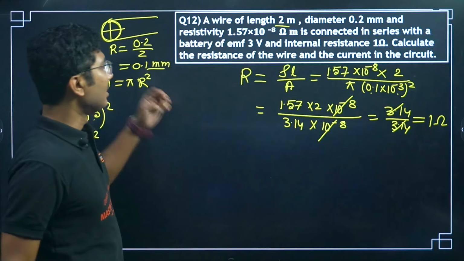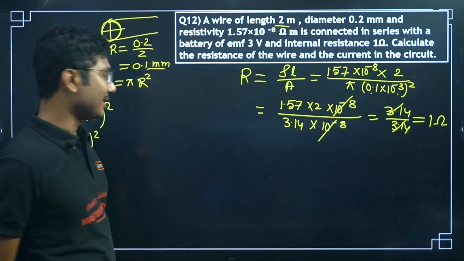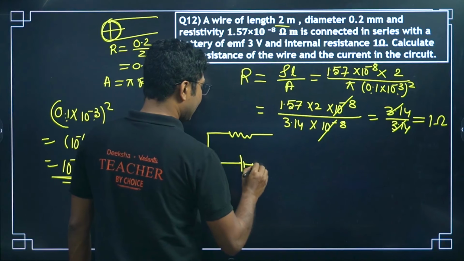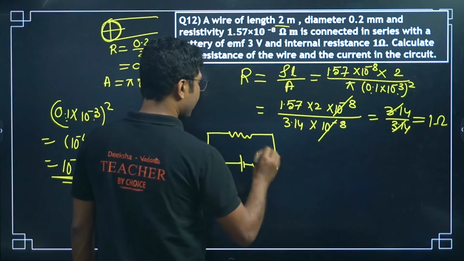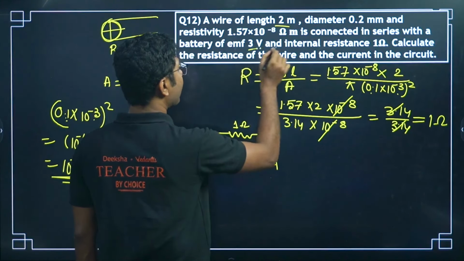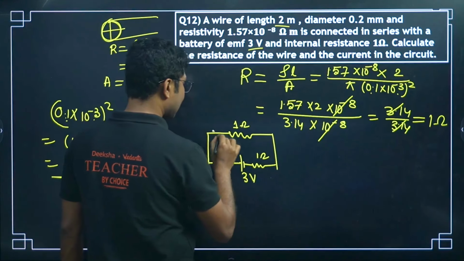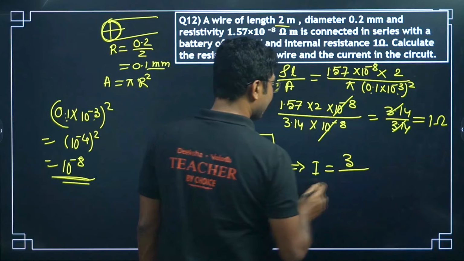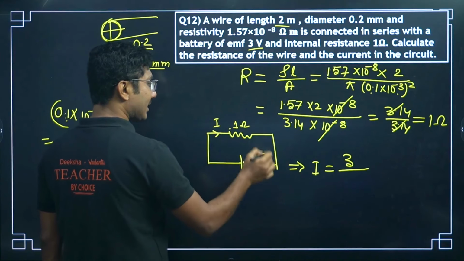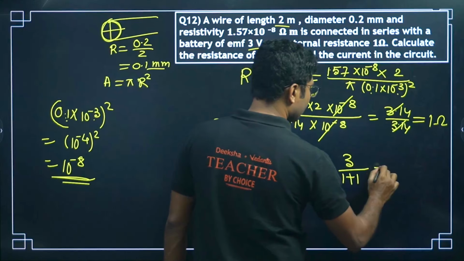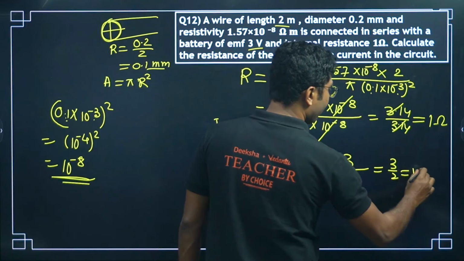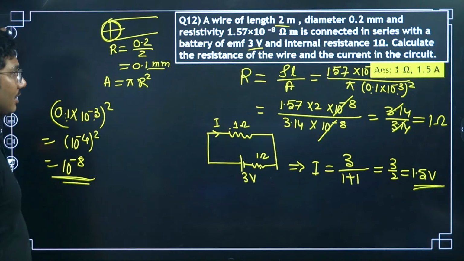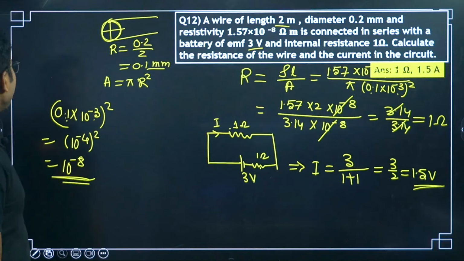Next is calculate the current in the circuit. Now, this resistor is connected with a battery with internal resistance 1 ohm. This is 1 ohm, this is also 1 ohm, and the battery voltage is 3 volt. So, what is the current in the circuit? Simple, Ohm's law. So, current in the circuit is given by the voltage you applied divided by the total resistance. These two resistances are connected in series. So, 1 plus 1, that is 3 by 2, which is 1.5 ampere. So, 1 ohm and 1.5 ampere.